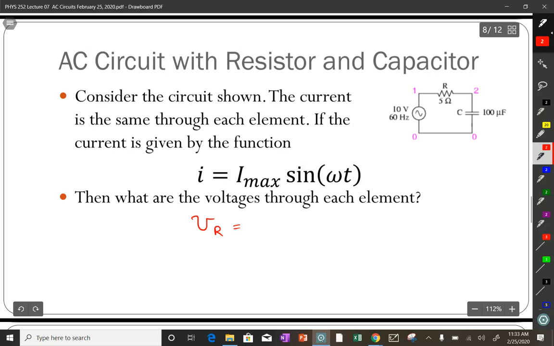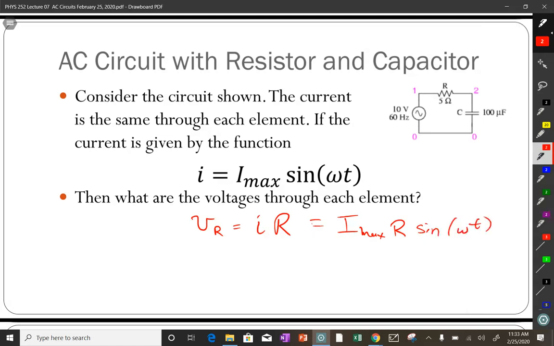So the voltage across the resistor, let's say that's V equals IR, right? And so the voltage is going to be, if I plug that in, I max R sine of omega t. And omega is the angular frequency. So if F is 60 hertz, then omega is 2 pi F. That's right. I did write that down somewhere yesterday.